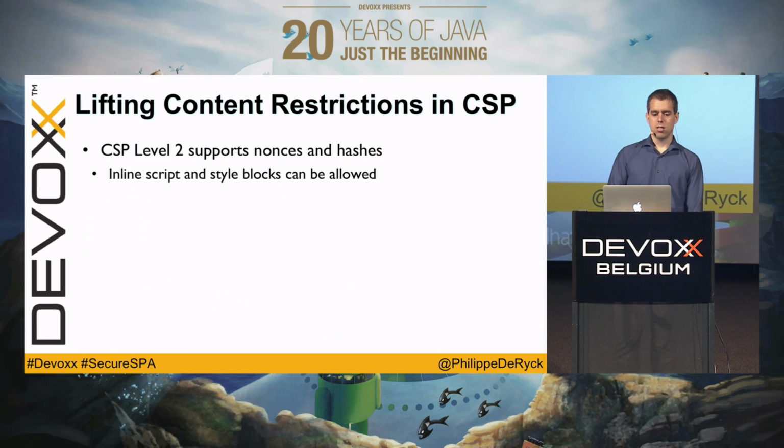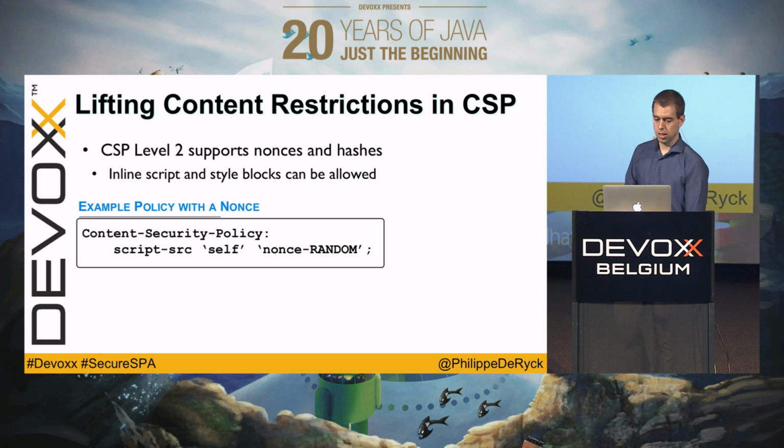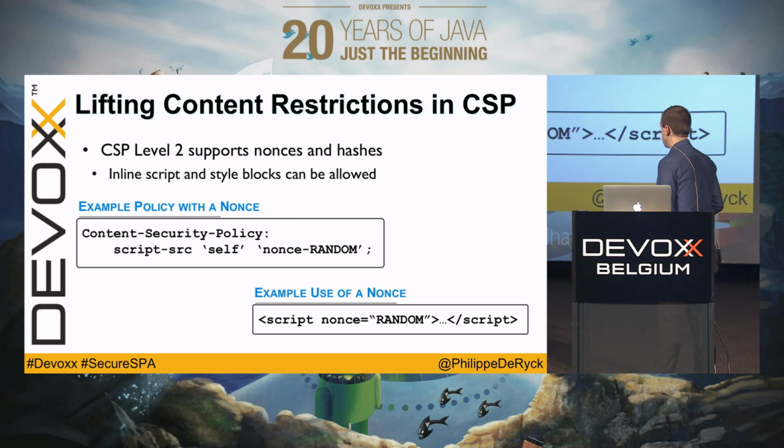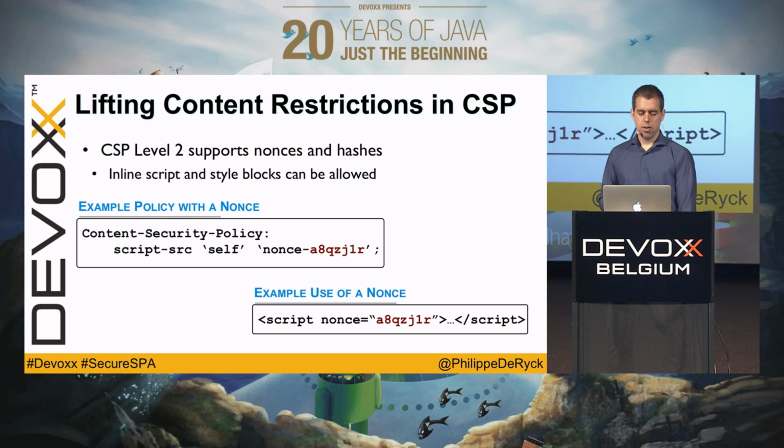And that's what they added in CSP level 2. They added support for nonces and hashes to essentially allow a limited set of inline scripts and style blocks. And you do it like this. You specify a nonce in your policy, and when you include a script block, you add the nonce as an attribute. These nonces are randomly generated when a user loads the page or the resource. So there's no way for the attacker to guess what a nonce will be for a specific user, so he will not be able to inject a script tag.